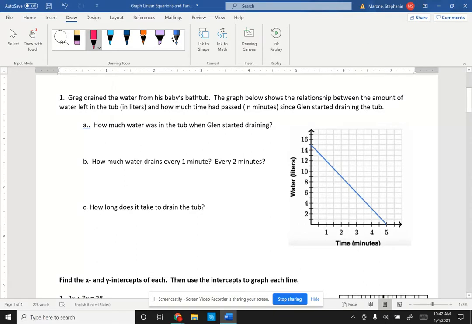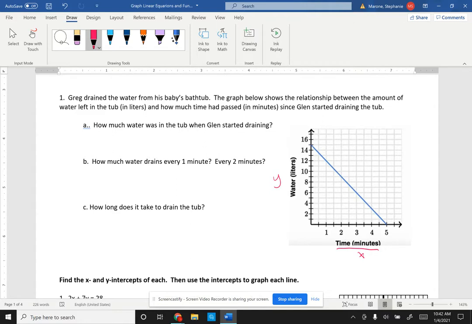So time is the x-axis and the water in liters is the y-axis. At 1 minute, the tub had 12 liters of water. At 2 minutes, 9 liters, 3 minutes, 6 liters. So as the time is going up, y is coming down. As x increases, y decreases. The line is going down. And it makes sense because he's draining the water from his bathtub.